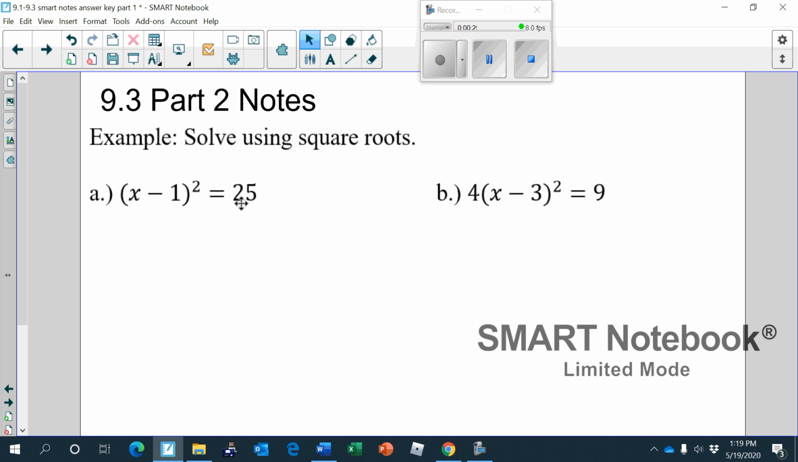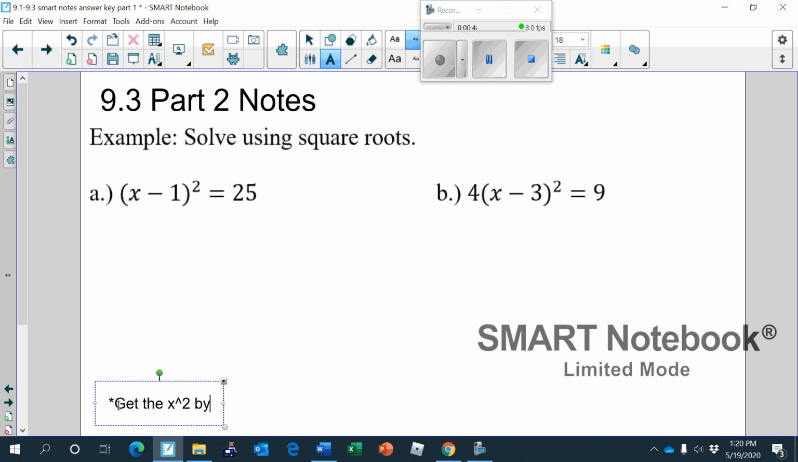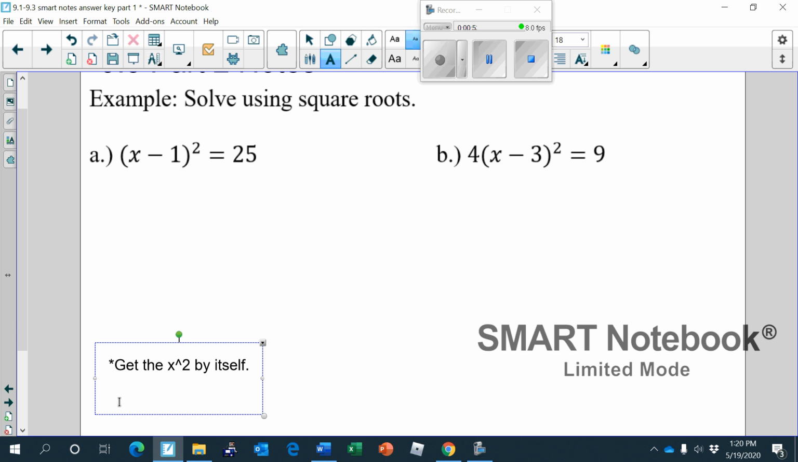If you see here, right? What do you notice in these that weren't in the other ones from the previous notes? That's right, parentheses, very good. So remember the other day, one of the main parts of the notes we started with was get the x squared by itself. So this is very similar, okay? So that's why I'm going to put it together here.